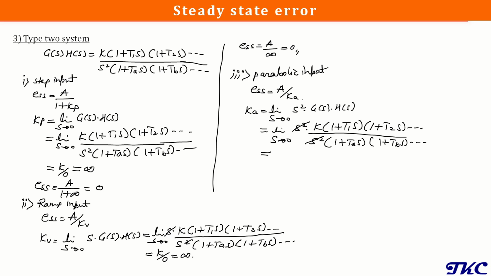Now when we substitute s to be 0, we know that each bracket is going to contribute 1. So we will be having K into 1, so it will be K. So here we got Ka as some constant. Based on this, we can determine the steady state error. So it will be A by K. So here we can see that when we are having a type 0 system and we are applying parabolic input, the steady state error is finite and a constant value. So in this way, we can determine the steady state error for any type of system considering a given input.